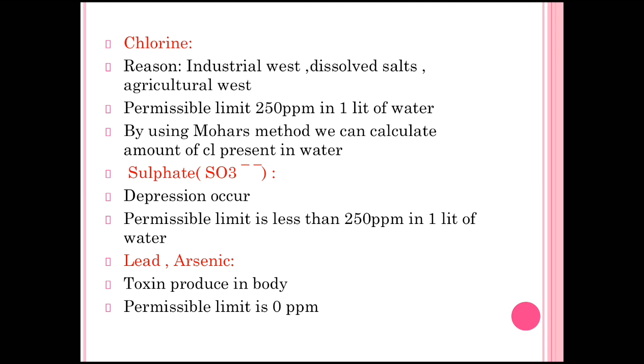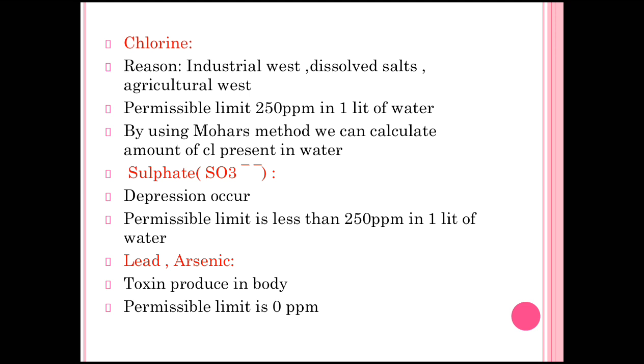We know this is a titration with silver nitrate. We take silver nitrate in a burette, and we take the water sample to check whether chlorine is present or not. Take it in a beaker or conical flask, then add potassium chromate as an indicator. It gives a yellow color, and when we titrate against the silver nitrate, it becomes a blue color, so that we can confirm the presence of chlorine. This method is called the Mohr method.